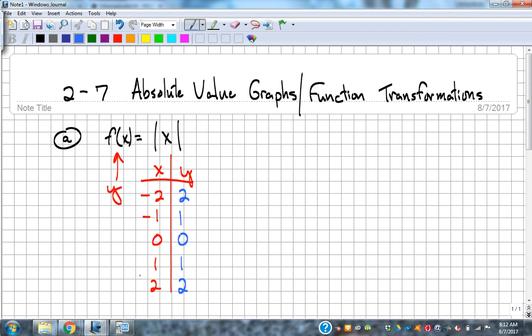All right, so we've created 5 ordered pairs. Now we want to draw the graph on a coordinate plane. So I'm going to draw it by hand first, and I'll show you how you can do this with the graphing calculator just to get the general idea of using that graphing calculator.